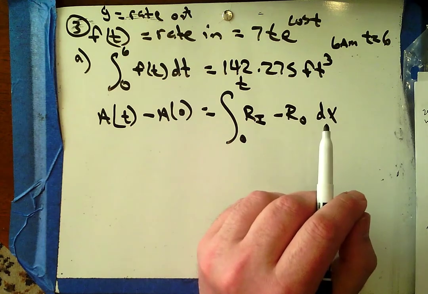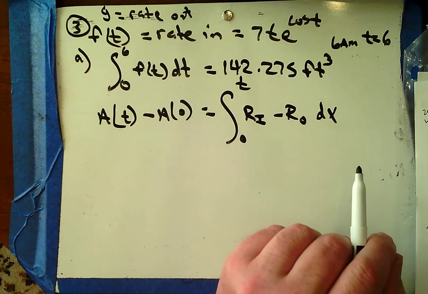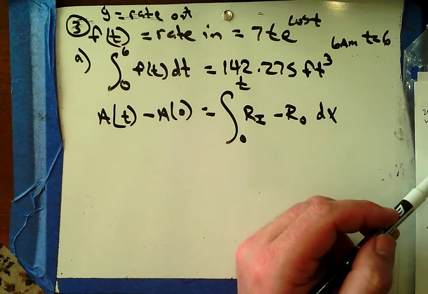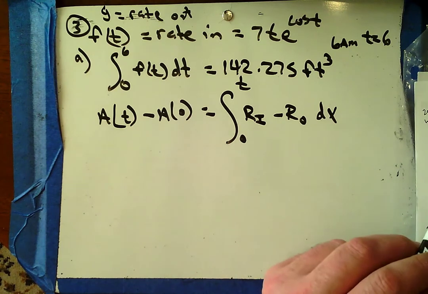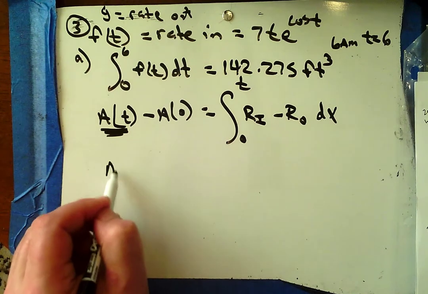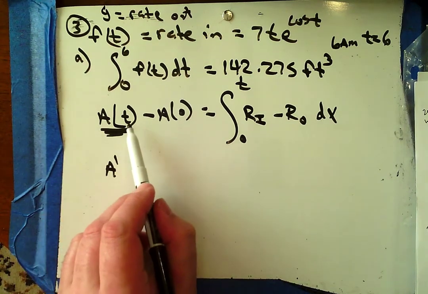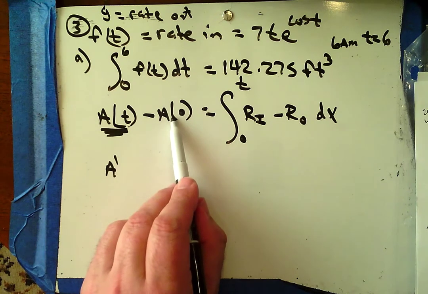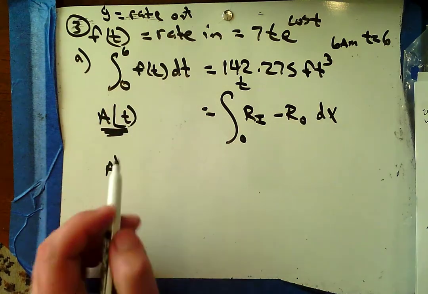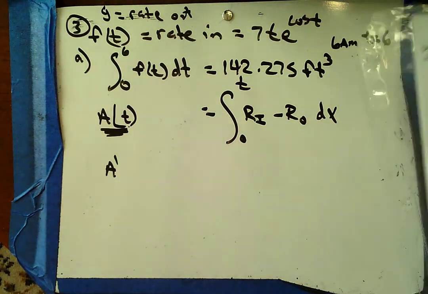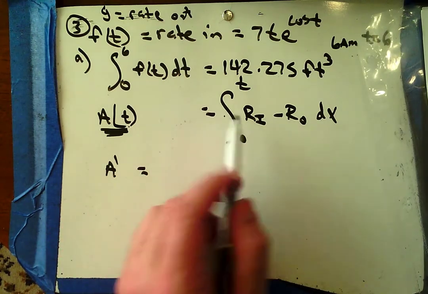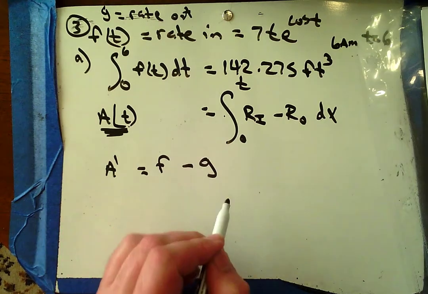Okay, so I think about something like this, and what they're asking me is find the rate of change in the volume of snow. This is the volume or amount of snow. And if I want rate of change, I want A prime. So let's take a look here and say amount at 0 is 0. So we just have A equals the integral. And A prime, therefore, is going to be the derivative of this integral, which is f minus g.